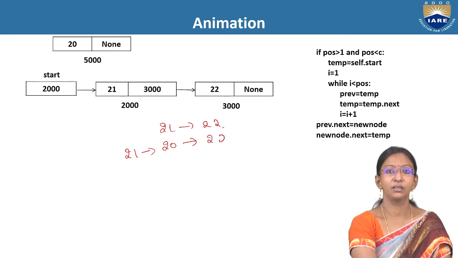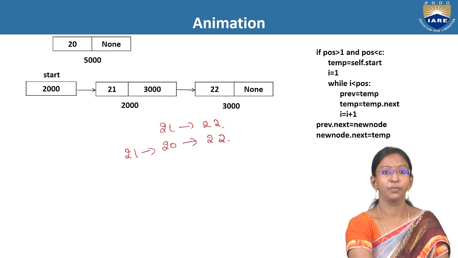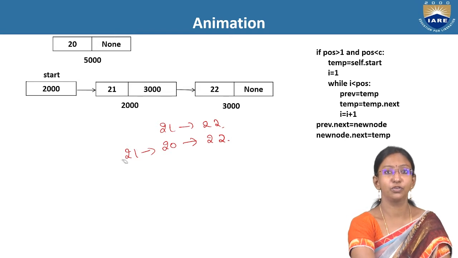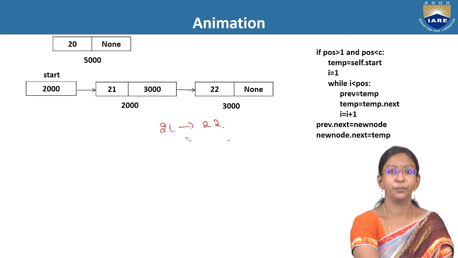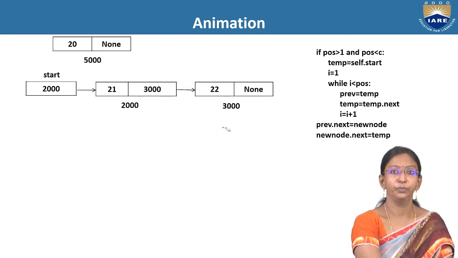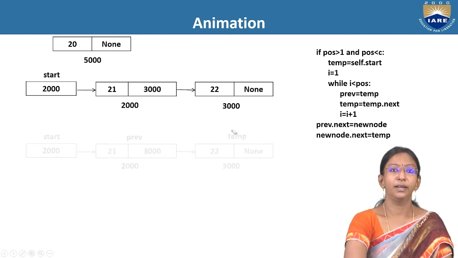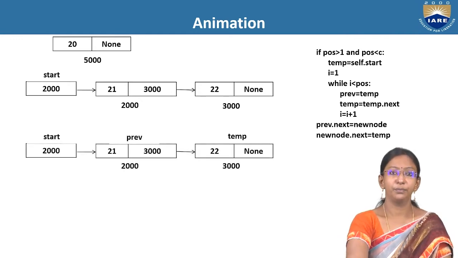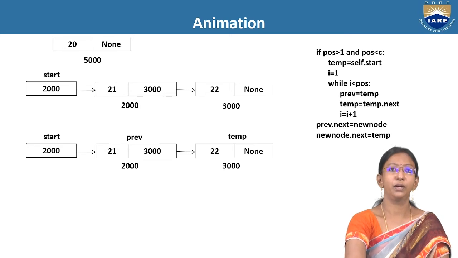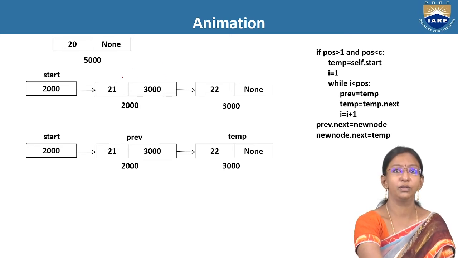So this is the resultant which I want. I want to insert 20 at position 2. Let's do that. Right, so previous and temporary. I'll first give a say. Let me explain it to you in this way.